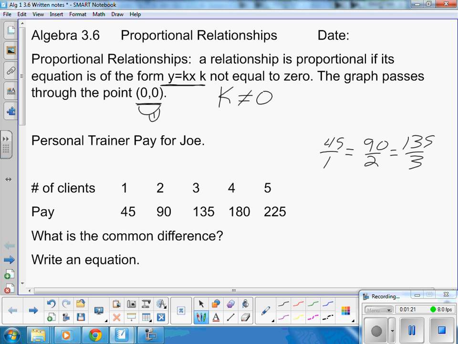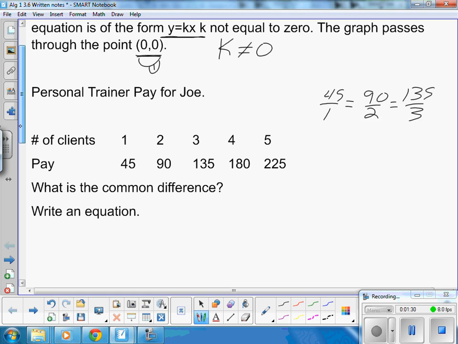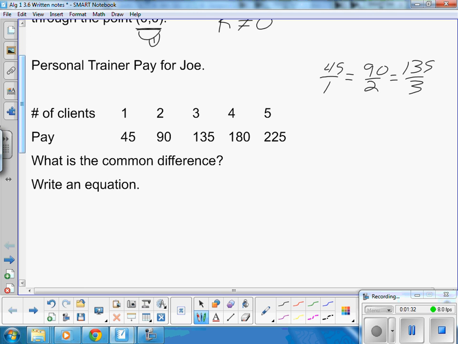So if we look at personal trainer pay for Joe, we have the number of clients are 1, 2, 3, 4, and 5. The pay is 45, 90, 135, 180, and 225. We want to figure out what is the common difference, and then write an equation.